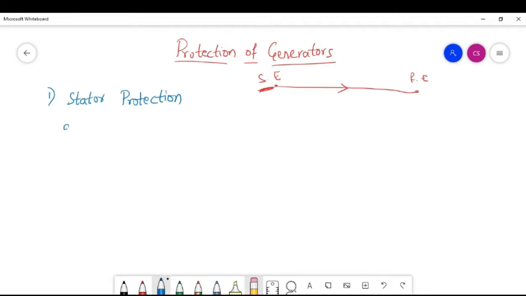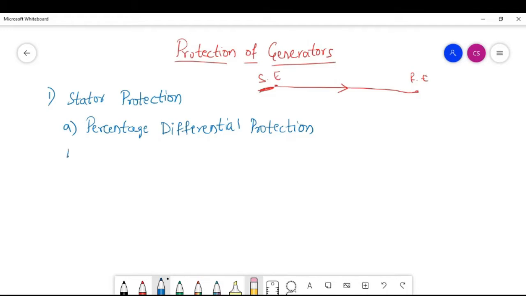So the first one, you can write it as A. Percentage differential protection. So this percentage differential protection will protect the generator against phase-to-phase or phase-to-ground faults.